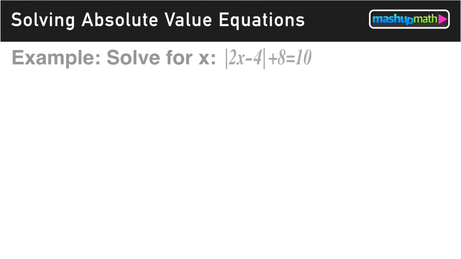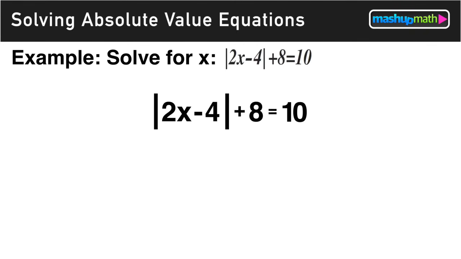So now let's go ahead and take a look at another example. In this case, we have the absolute value of 2x minus 4, plus 8, is equal to 10. Notice on the left side of the equation that we have the absolute value piece, and we have that plus 8. Now that plus 8, we have to move to the other side before we can solve this. Let's go ahead and subtract 8 on both sides of the equal sign. That'll cancel out on the left side, and on the right side, 10 minus 8 is just equal to 2.